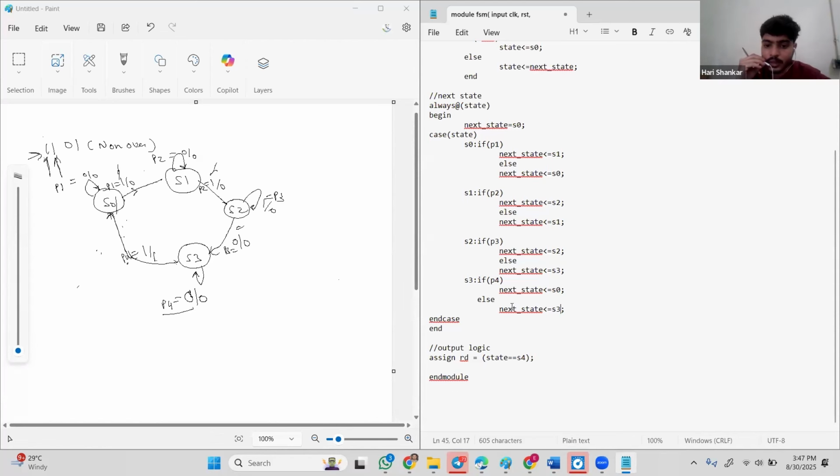Okay, and from S3 state, accordingly I will tell what we have written in this code. In S3 state, what you are trying to tell is if P4 is high, that is one bit high, it should go to the bit from which the sequence should start, that is S1. If it is low, it should go to S0 itself.